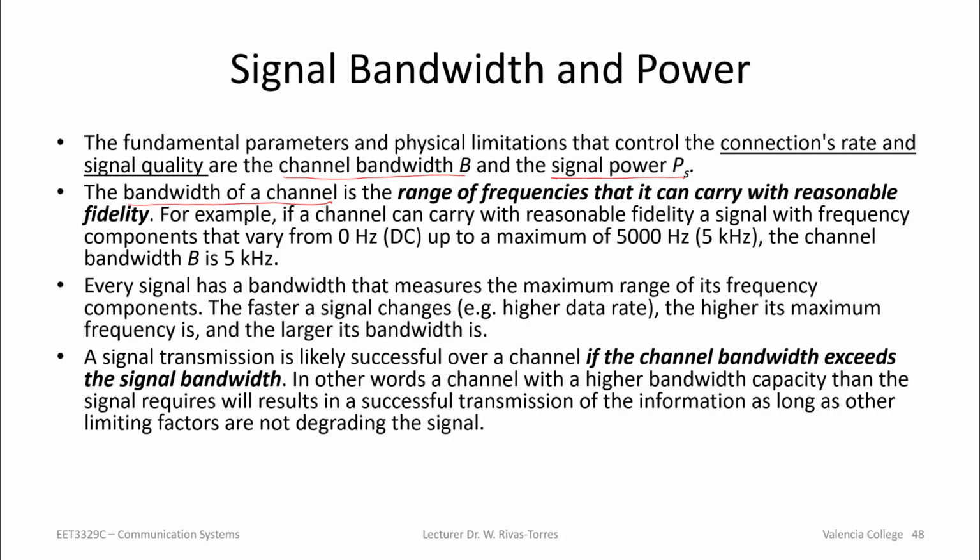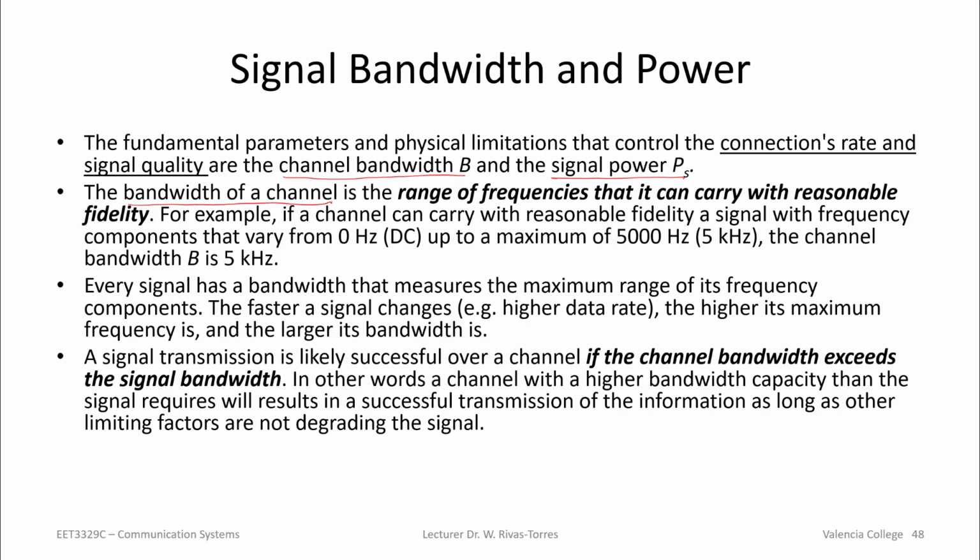Now, how do we determine what the channel bandwidth is? Let's talk about a simple example. Let's say that you have a signal whose frequency varies between 0, which is DC, up to 5 kilohertz. Then in that case, you need a channel bandwidth B of at least 5 kilohertz. Anything less than that, and you are limiting your signal and the frequency extent. You can't go past 5 kilohertz.